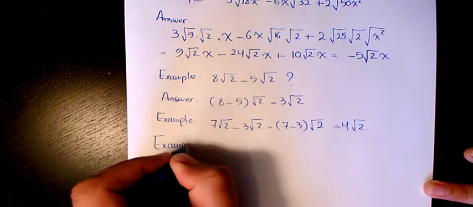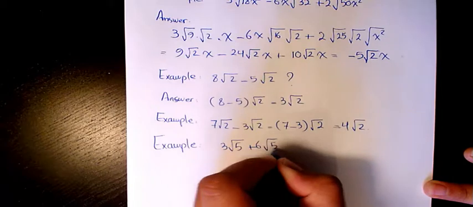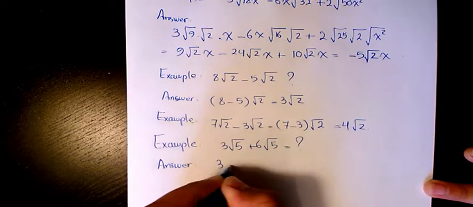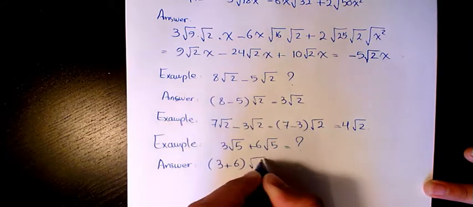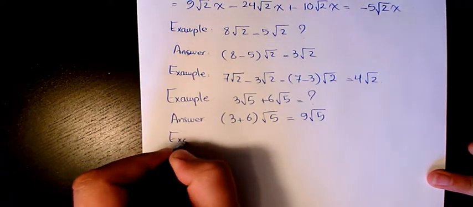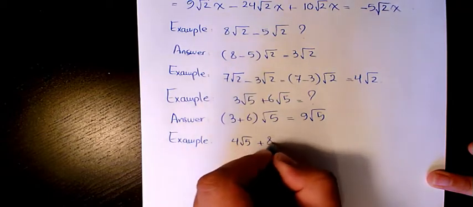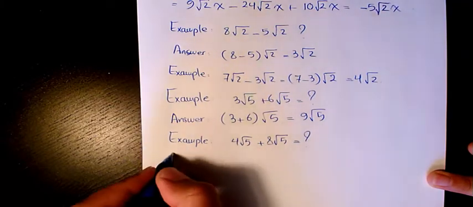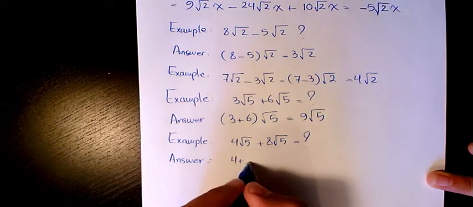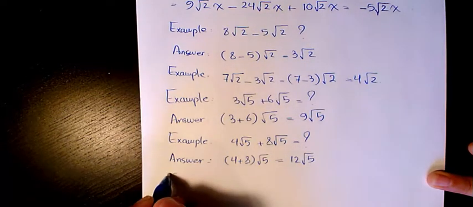Next example, 3 root 5 plus 6 root 5. Answer is 3 plus 6 root 5. It's going to be 9 root 5. Next example, 4 root 5 plus 8 root 5. Answer will be, there are like terms, so we add the coefficients, so it's going to be 12 root 5.